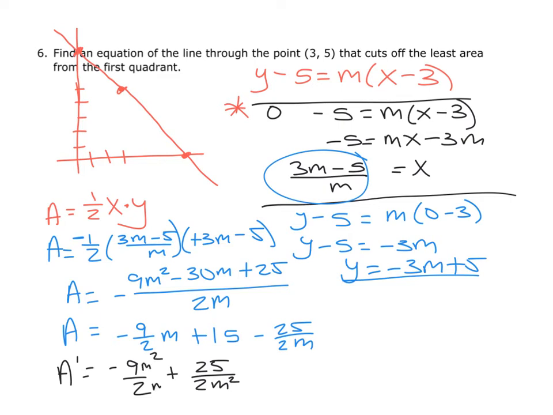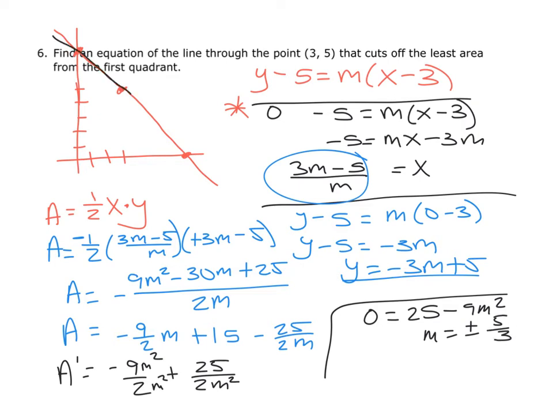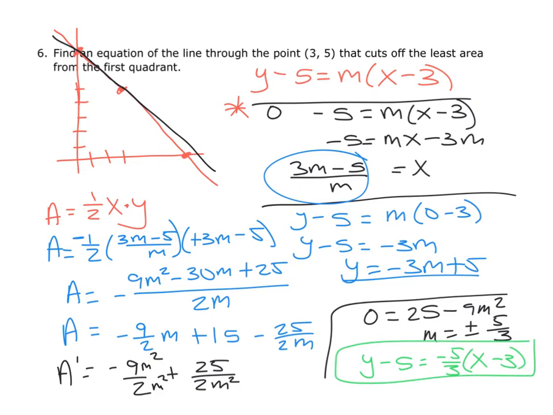So m squared. So we get 0 equals 25 minus 9m squared. So m is plus or minus 5 over 3. Now, since this has to be a negative slope, I know that my m is going to be -5 over 3 for that to make sense. So y minus 5 equals -5 over 3 times (x minus 3). And that's the answer. A little tricky.